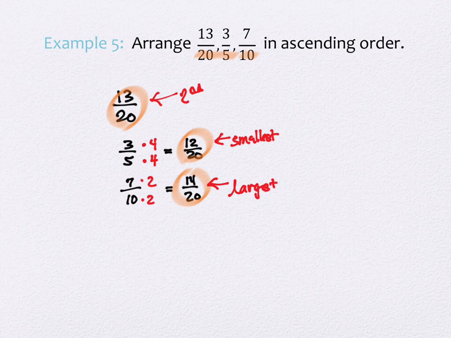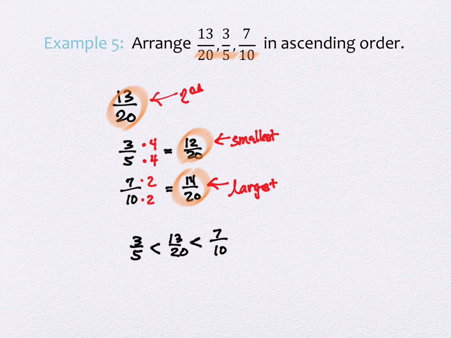But then in writing out my answer, I want to write them from smallest to largest, like it said, but with the original notations that I was given. So the smallest number, 12 over 20, is actually the number 3 over 5. And it is smaller than, so I'll use a less than sign. The next one, which was 13 over 20, that's how it was given to me. And the largest, which is 14 over 20, but it is 7 over 10.